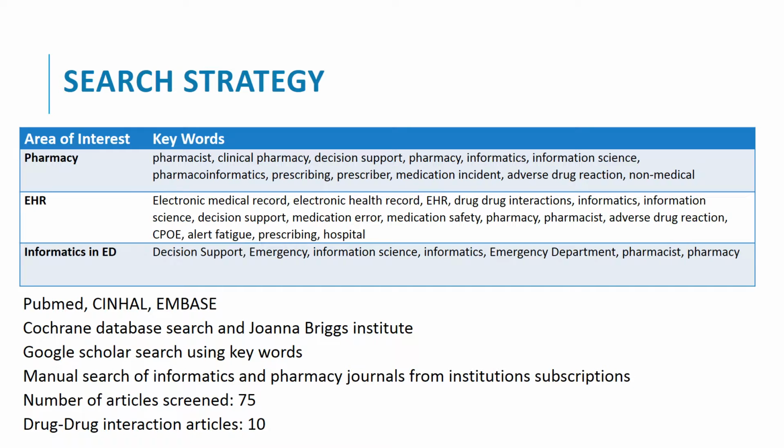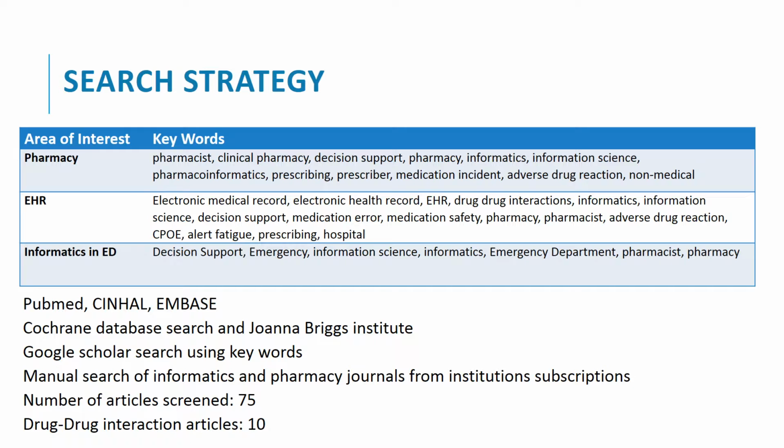So I used keywords such as electronic medical record, electronic healthcare record, EHR, drug-drug interactions, informatics, information science, decision support, medication error, medication safety, pharmacy, pharmacist, adverse drug reaction, computerized physician order entry, alert fatigue, prescribing, and hospital. To do this, I used PubMed, CINAHL, and Embase, and I then also did a search of the Cochrane database and Joanna Briggs Institute. I also used Google Scholar using the same keywords to identify any other articles. And I performed a manual search of informatics and pharmacy journals from the Barwon Health Library.